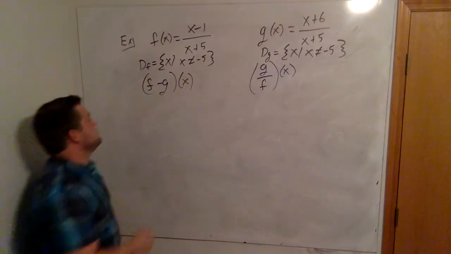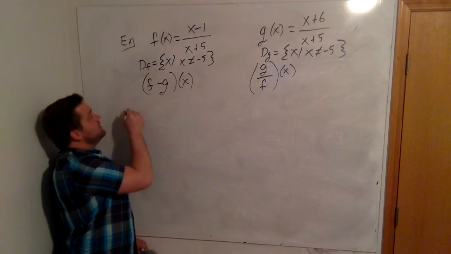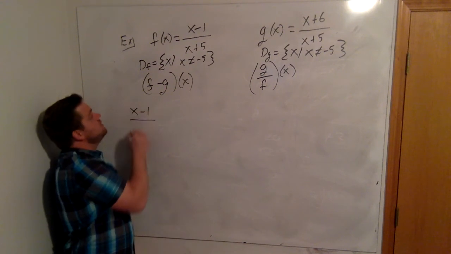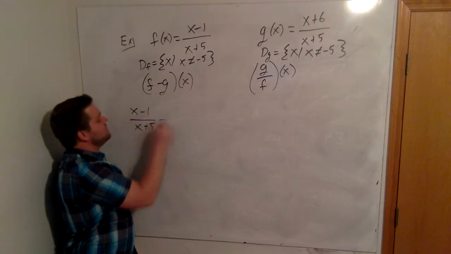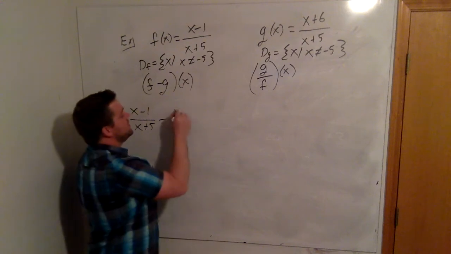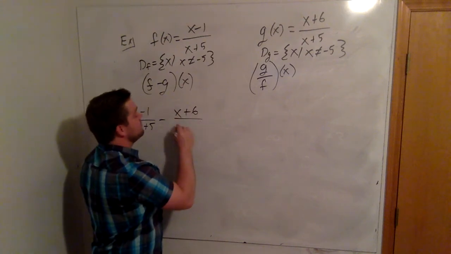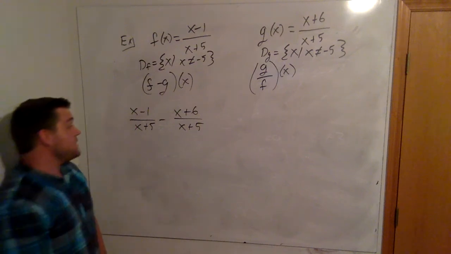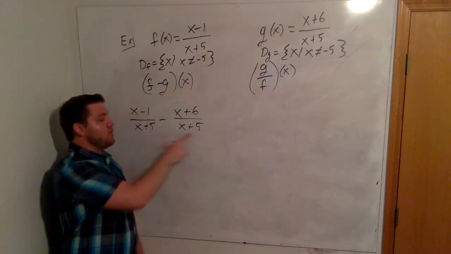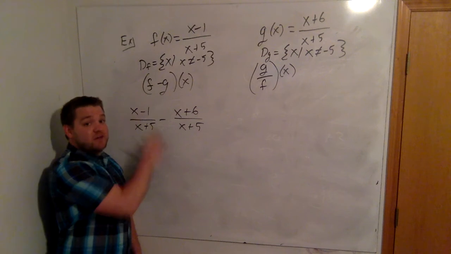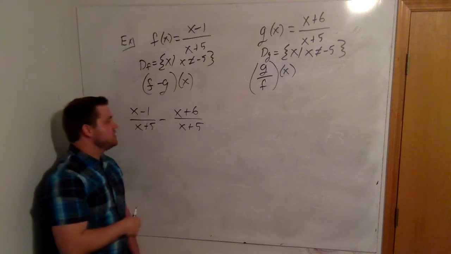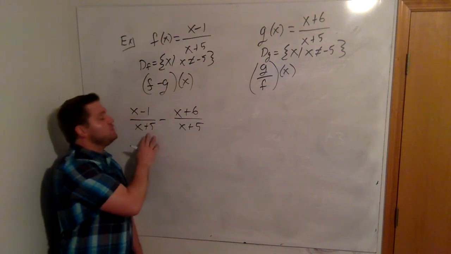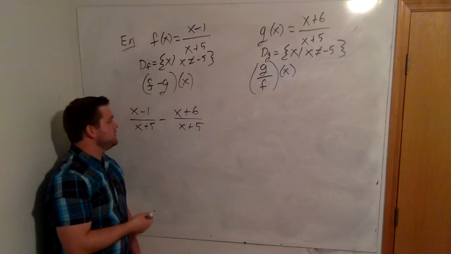Okay, let's first start by subtracting them. So I need to take x minus 1 all over x plus 5, and I need to subtract x plus 6 all over x plus 5. What's nice about this example is I have a common denominator of x plus 5, so I can just subtract the numerators. If we had a different denominator, you would need to find a common denominator.